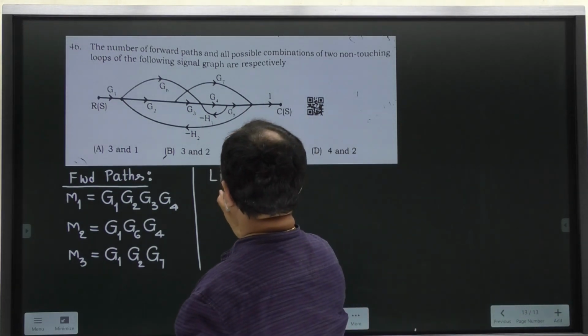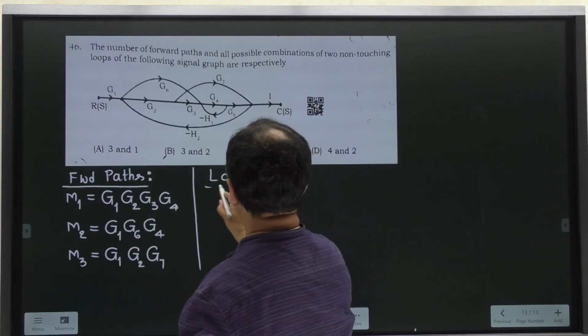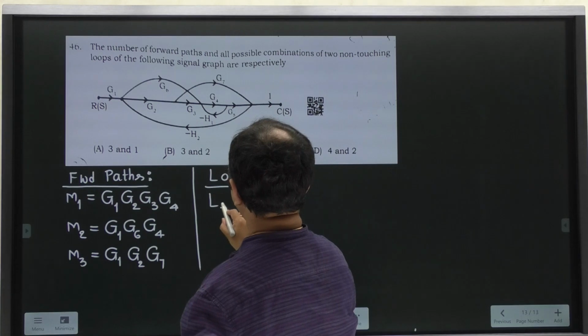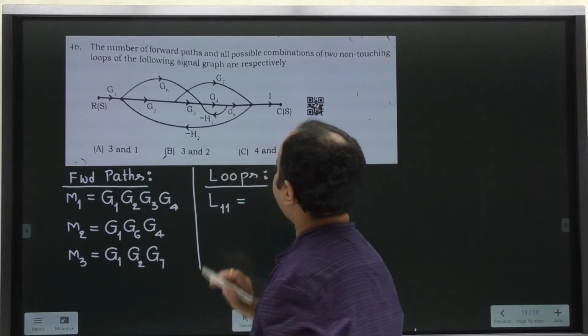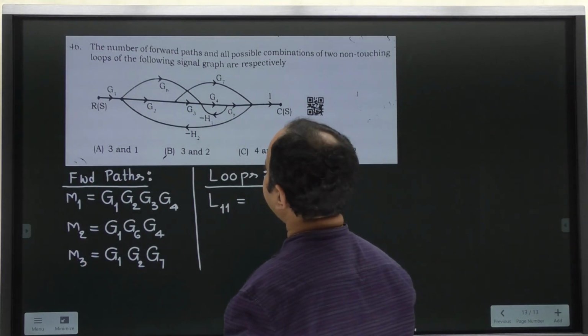Now let us look into loops. First let us write down the individual loops. Let me call it L11. So what is one loop here?